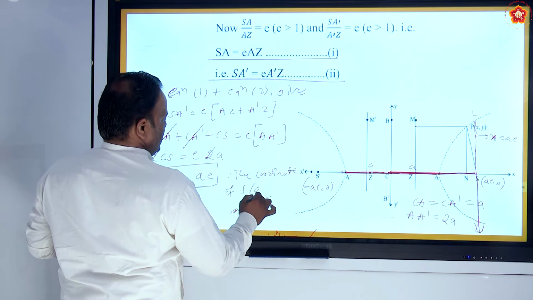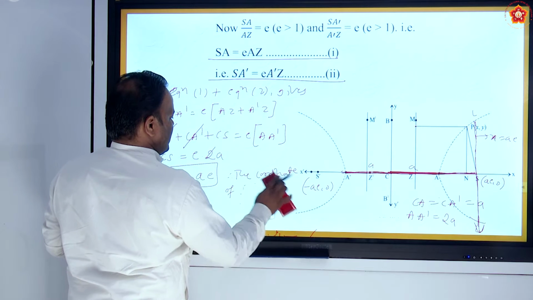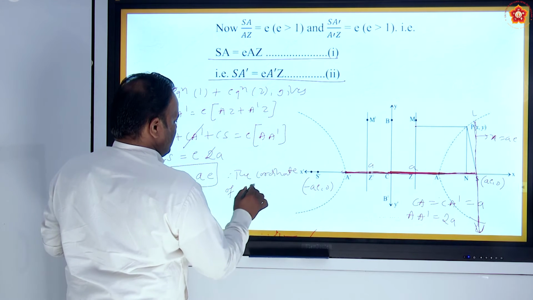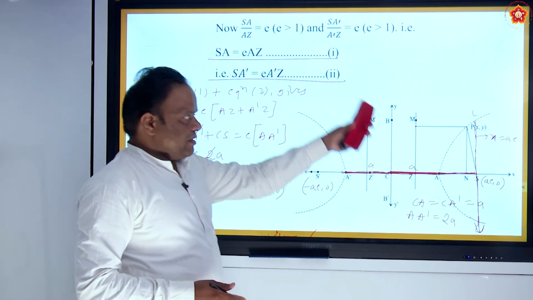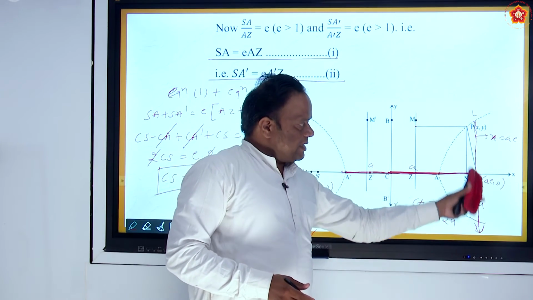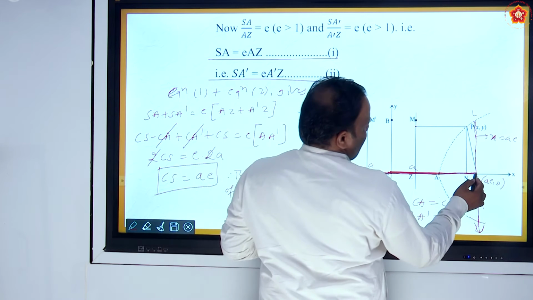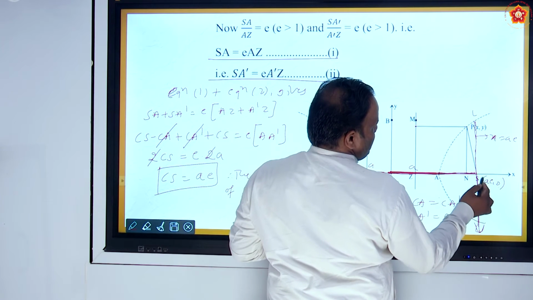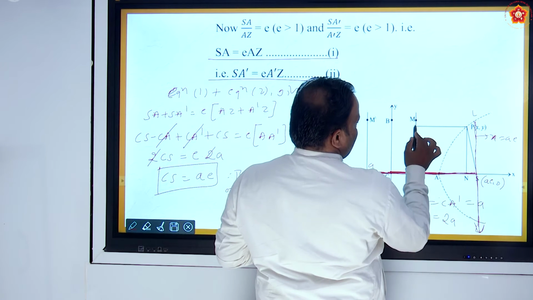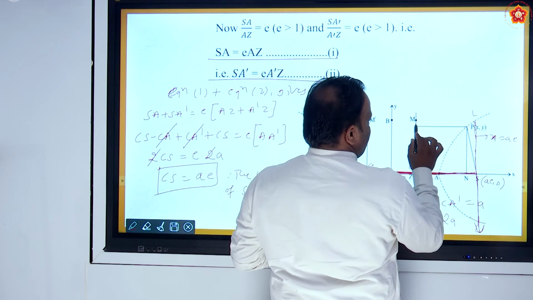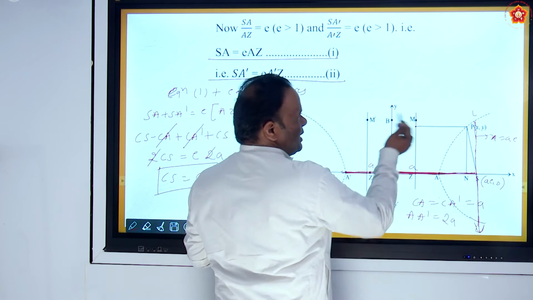Therefore, the coordinate of S is AE comma 0. On this side, minus AE comma 0. There are two coordinates, but we take only the RHS, the positive side, AE comma 0. Therefore, the equation of latus rectum is X equal to AE. CS is over now. We can find point S as AE comma 0 because the point lies on the X axis, so the Y coordinate is 0. Then to find M, first find the Z coordinate, then only you can find M.